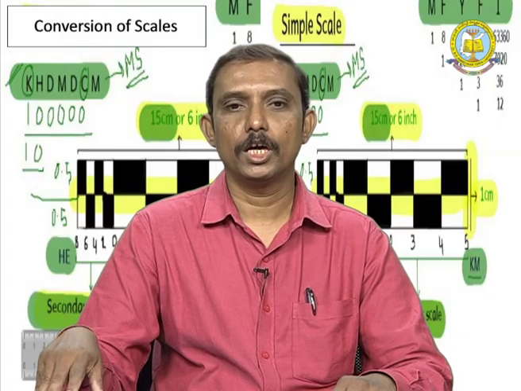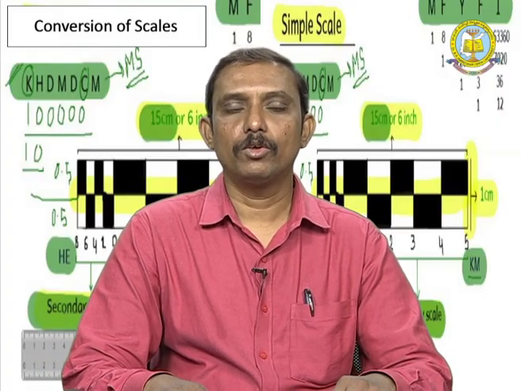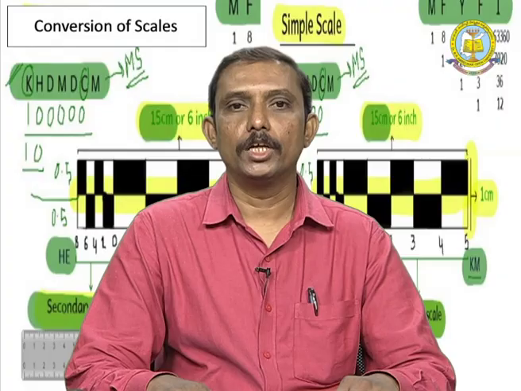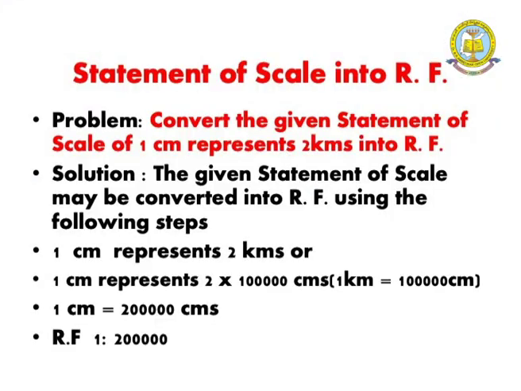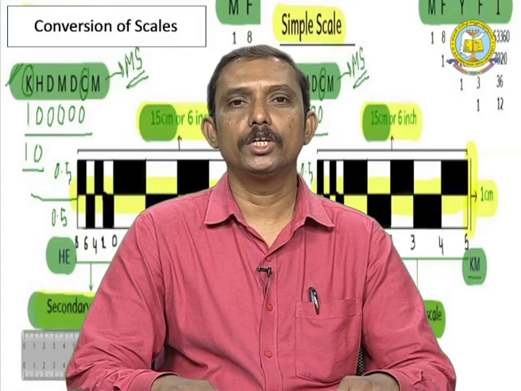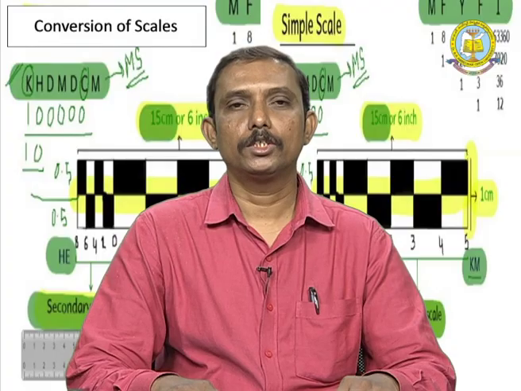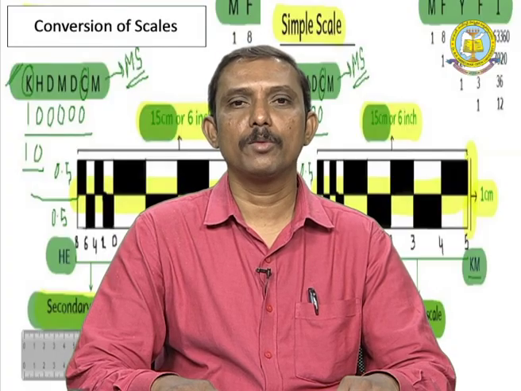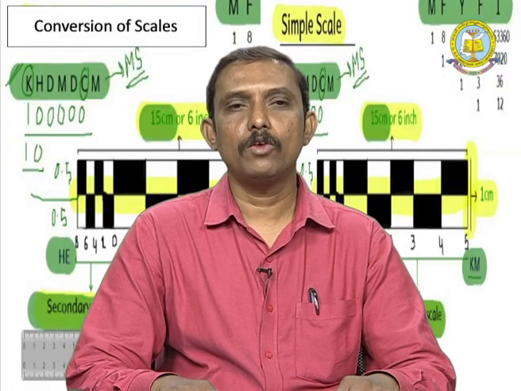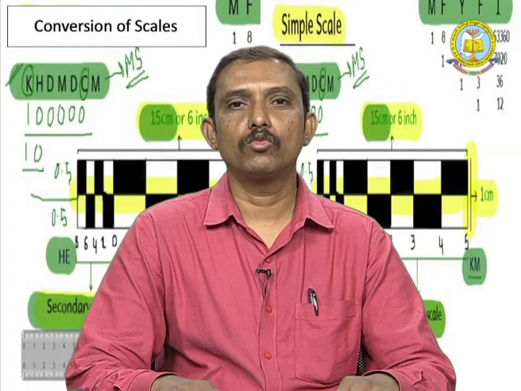We will see the conversion of the statement scale. First, we will take the problem on conversion of statement scale into a representative factor. Convert the given statement of scale, 1 centimeter represents 2 kilometers, into RF. It means 1 centimeter on a map is equal to 2 kilometers on the ground, and we have to convert this statement scale into a representative factor.